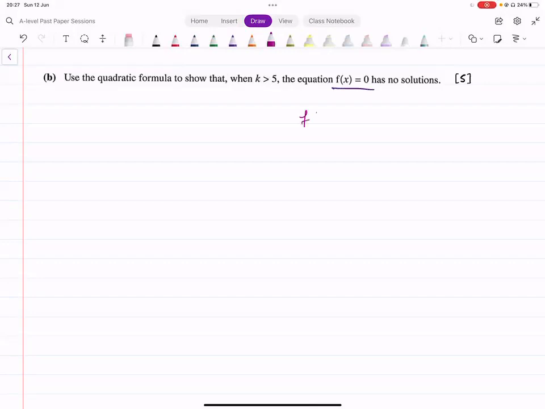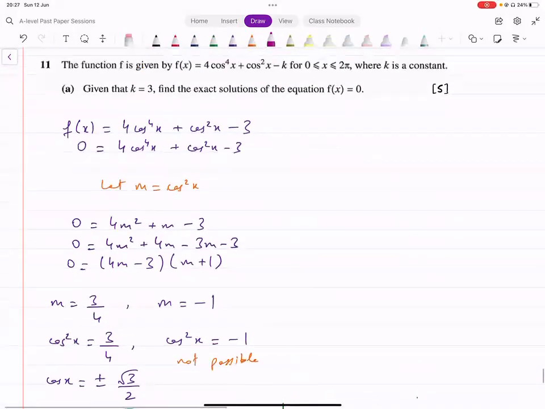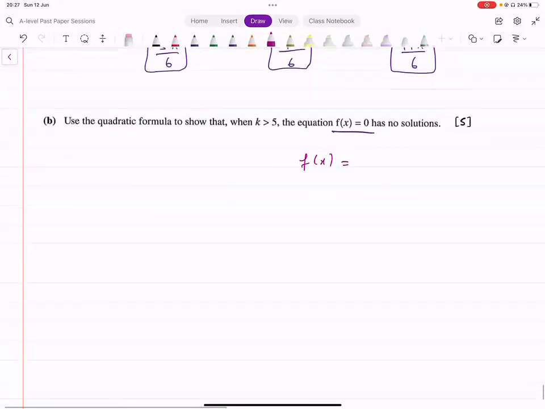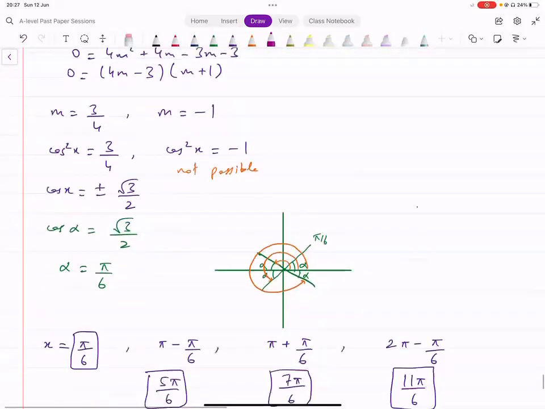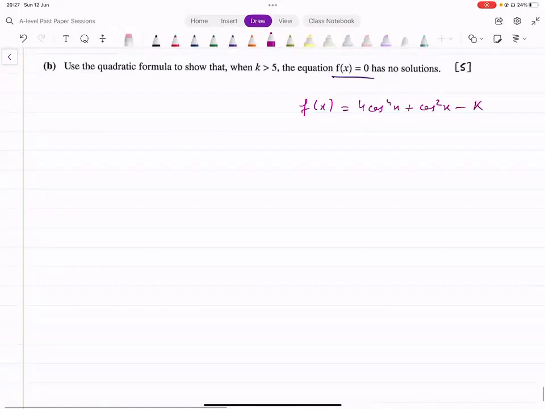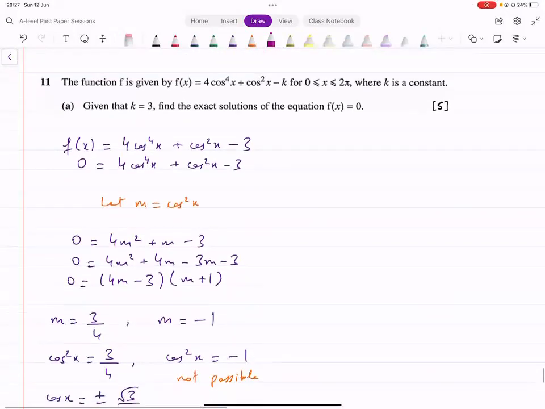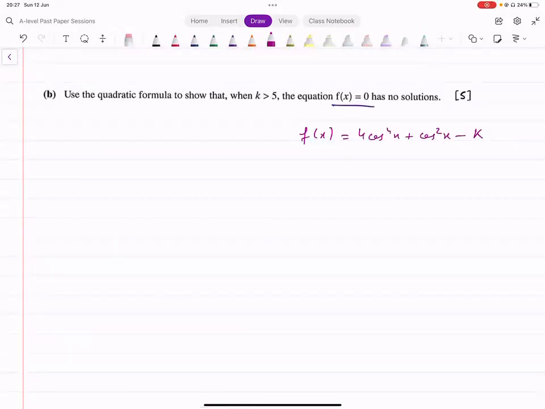What's that function f of x first? We had that here. It was 4 cos raised to power 4x plus cos square x minus 3 minus k, in fact. Just confirm that. Minus k, yes. So this was the function that we had. Now it says f of x equals 0, so we put that equal to 0. 4 cos raised to power 4x plus cos square x minus k equals 0. We've got to show that whenever the value of k is greater than 5, this equation has no solution.